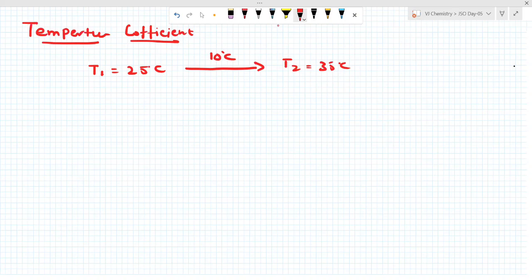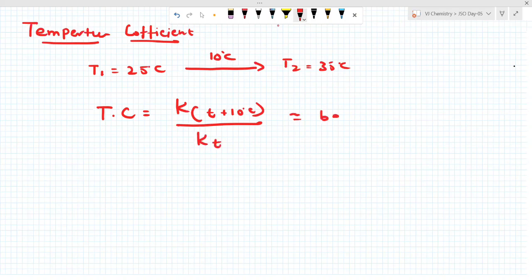Now what is the temperature coefficient? It equals the rate at temperature T plus 10 degrees Celsius divided by the rate at temperature T, and this value lies between 2 and 3. It means that for every 10 degrees Celsius, the rate can increase by double or triple. The value will lie between 2 and 3; it won't go below 2 and won't go above 3.